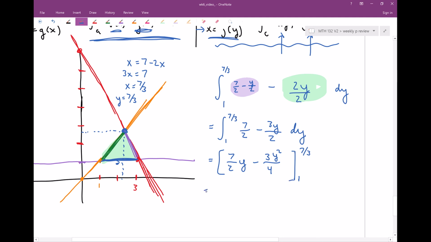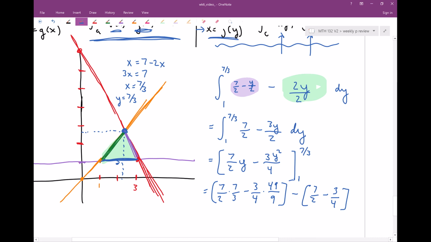So when I plug in 7/3, I would have 7/2 times 7/3 minus 3/4, and 7/3 squared, so that's going to be 49/9. So not very beautiful thing. When I plug in 1, I'm going to have 7/2 minus 3/4. So a little bit nicer here.